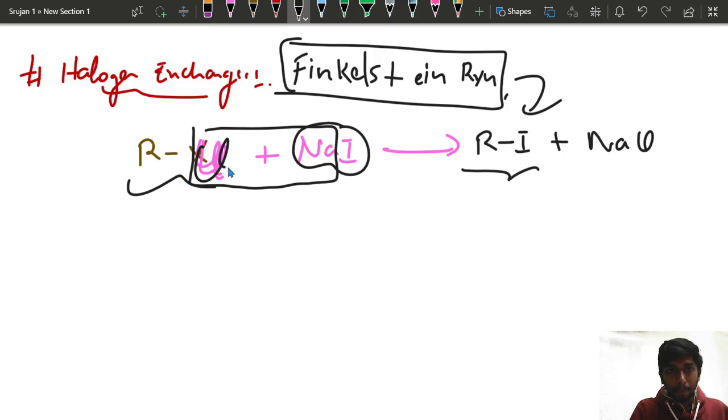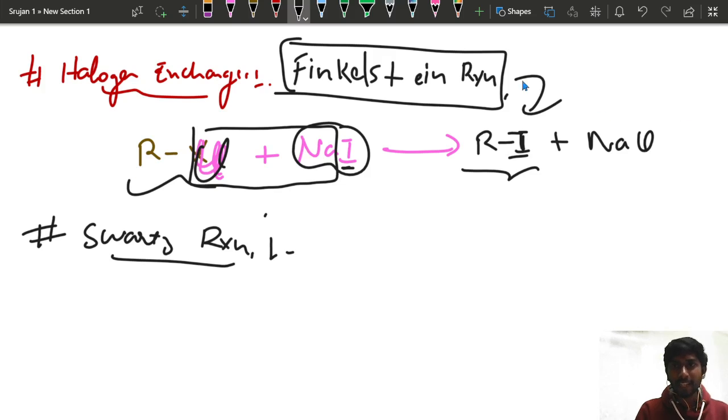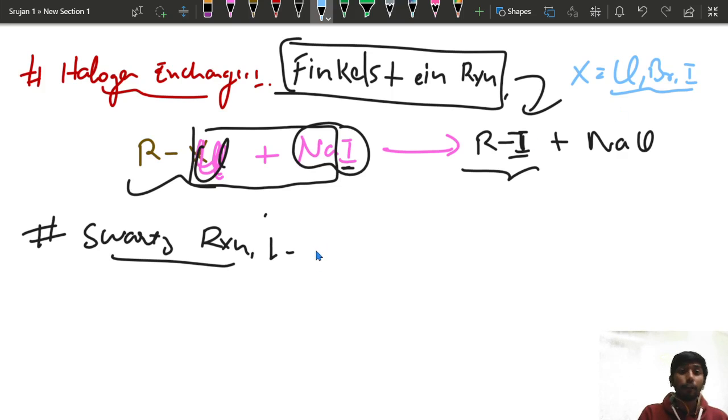Instead of this chlorine, you have got the iodide here. And there is one more reaction, that is the Schwarz reaction. What is the Schwarz reaction? In the Finkelstein method, you can only prepare chlorides, bromides and iodides. But to prepare fluorides, we generally use this Schwarz reaction.